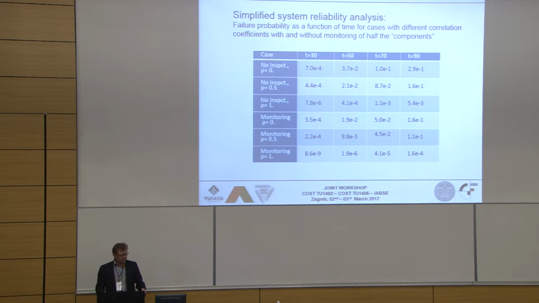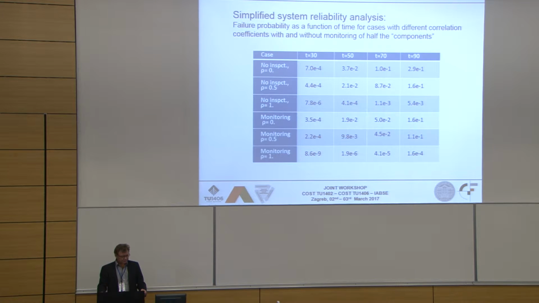Then we can look at the system reliability analysis, and this is now as a function of time. So we see that now we have inspection, no inspection, and we have the correlation coefficient in this column. So we go from independent components to full correlation, and in between there's 0.5. And also you can have monitoring, that means you observe half the components, 45 sites, and you have zero correlation, 0.5 and 1.0. And the point is that the effect is highest when you have high correlation.